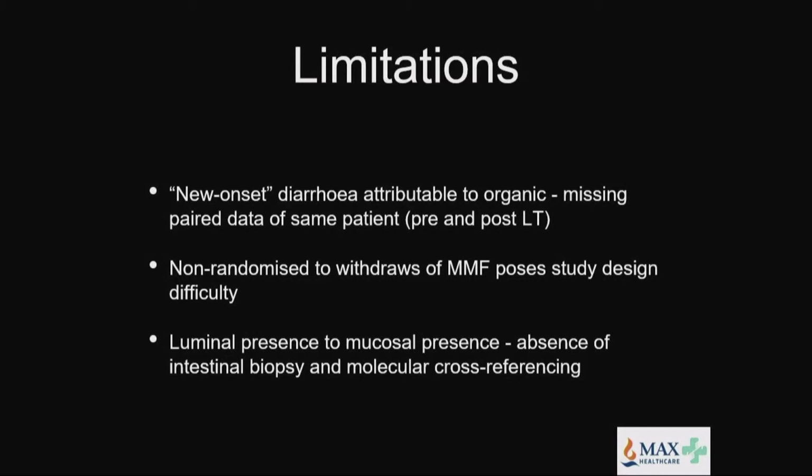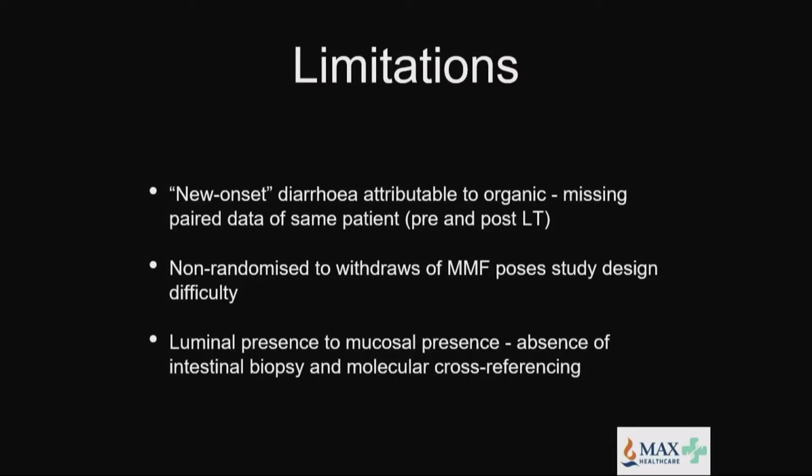So the limitations are that new onset diarrhea attributable to organic causes, we actually may miss because we only did the stool PCR or the FilmArray post-transplant. So we really don't know what was the scenario pre. Is it actually the immune suppression which has caused an overgrowth, or what else? We really don't know that because we don't have paired samples. It was non-randomized to withdraw the MMF, so we really can't comment on the MMF. So our secondary aim number 2 was abandoned because of a study design deficit.